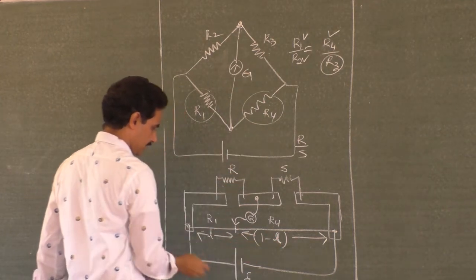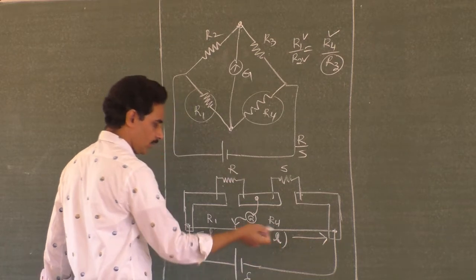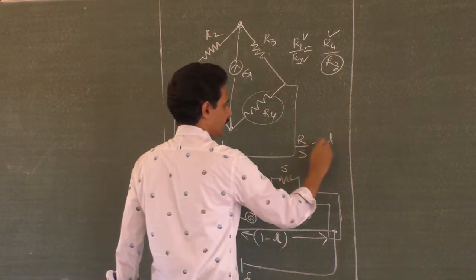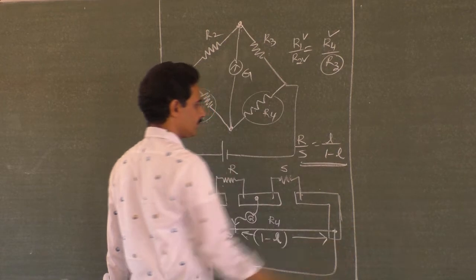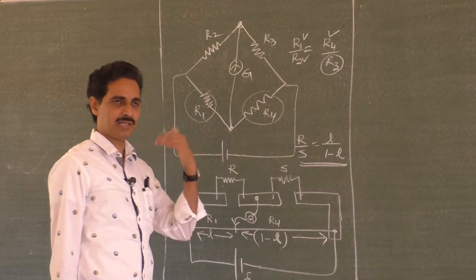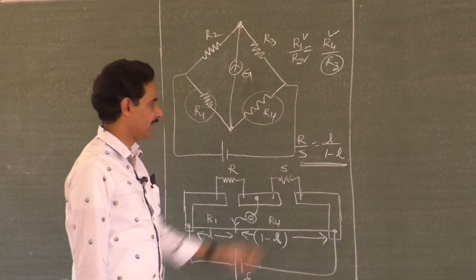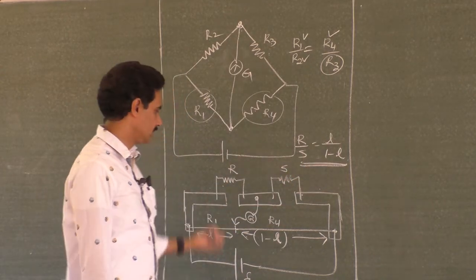L by 1 minus L. Actually, this is rho L by A and rho into 1 minus L by A. Rho by A gets cancelled. So L by 1 minus L. So R equal to SL by 1 minus L. You may be remembering that formula from your brain for the practical exam. So that is the formula, and the unknown resistance can be calculated using this one.